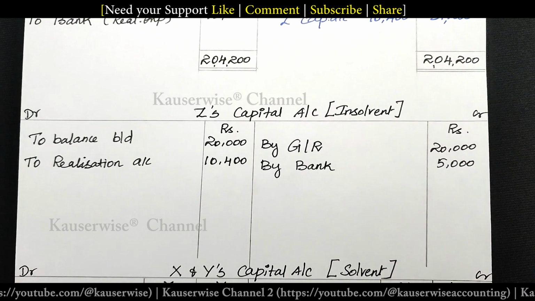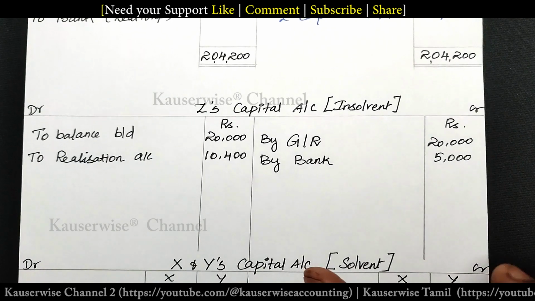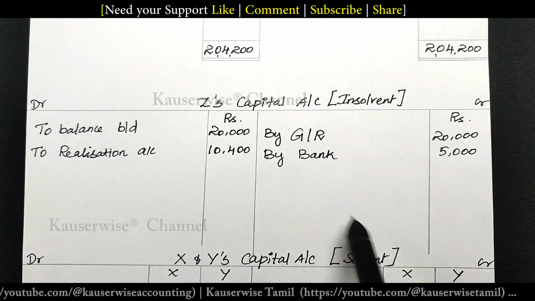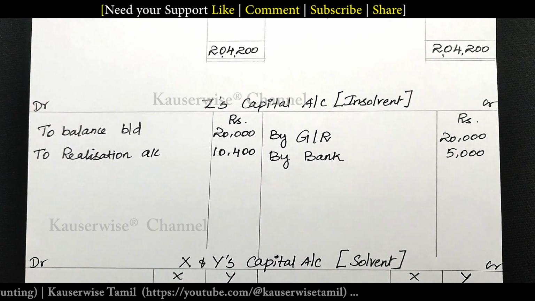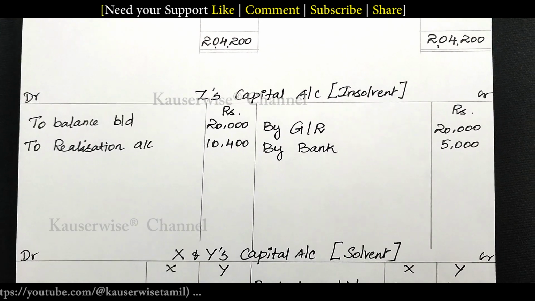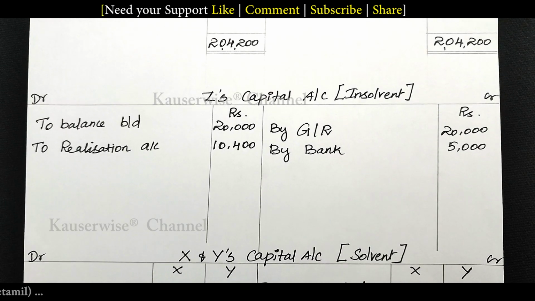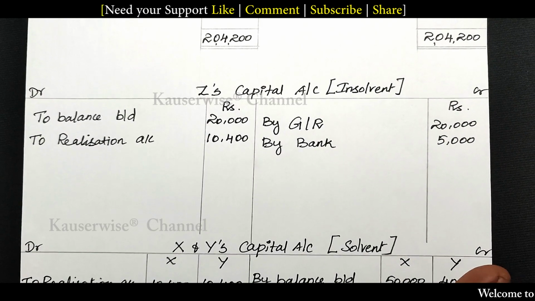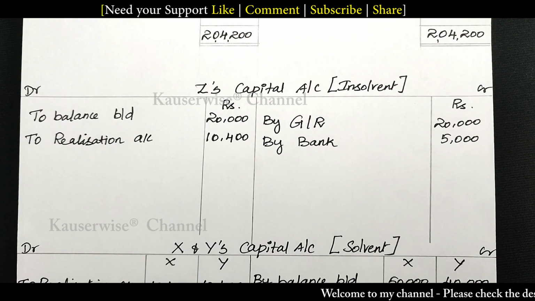That total deficiency will be transferred to the solvent partners' capital accounts. The solvent partners will bear the total deficiency of the insolvent partner according to their adjusted capital ratio. That is the major difference between this method, the fluctuating capital method, and the previous one, the fixed capital method. According to the fixed capital method, whatever capital is given in the old balance sheet will be taken as the capital ratio.